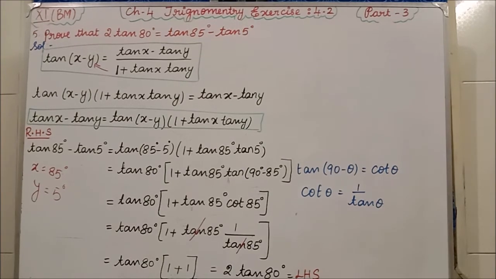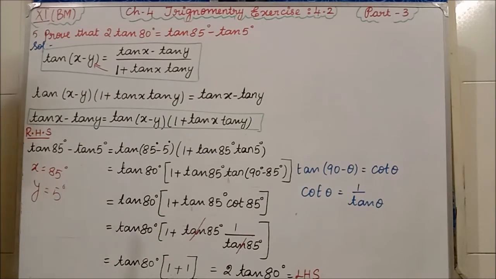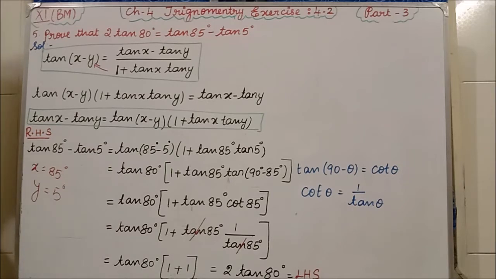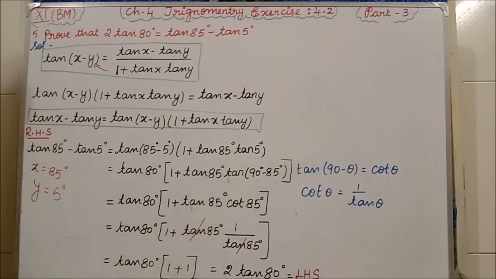So, now I am writing the RHS part. Tan 85 degree minus tan 5 degree I am writing. Okay, in the place of x I am having 85 degree. In the place of y I am having 5 degree. So, I am going to substitute in this. Wherever I am having x, I am going to put 85 degree. Wherever I am having y, I am going to put 5 degree. Clear? So, tan(85 degree minus 5 degree) into (1 plus tan 85 degree into tan 5 degree).